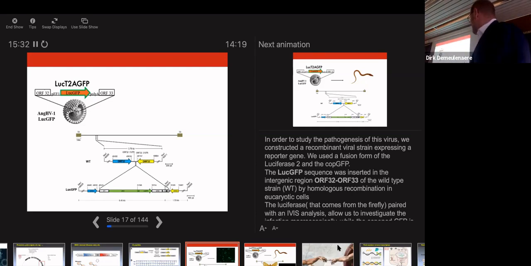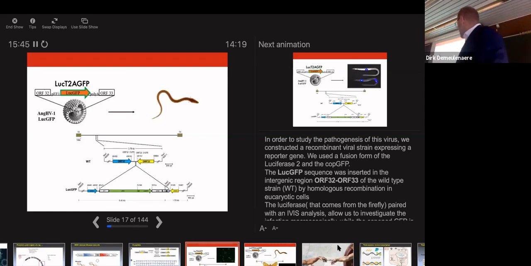And then you have a single open reading frame, which encodes for Luc2. So this is a luciferase. Then you have a T2A peptide that has been derived from a virus infecting a butterfly. And finally, you have the copepod GFP.